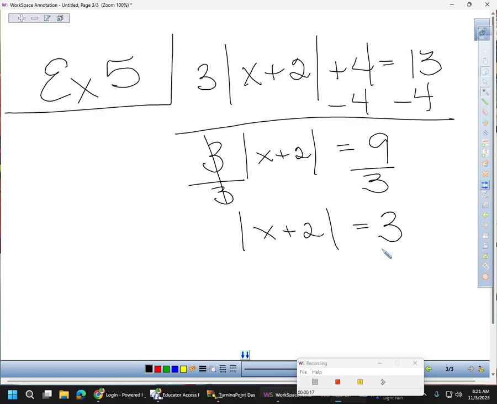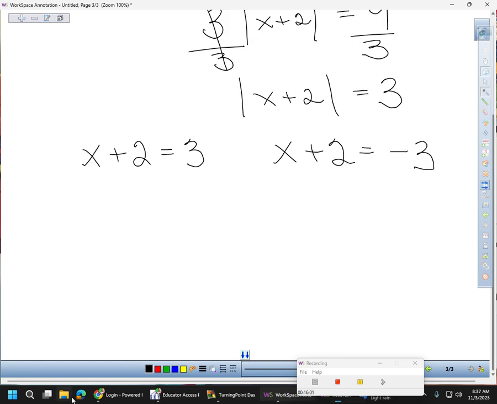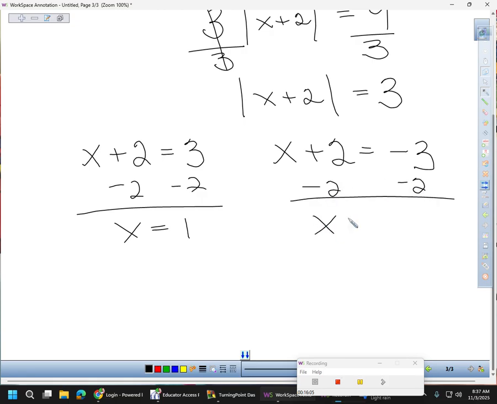Is the absolute value isolated? Yes, it is. So we're going to take what's inside, because it's all by itself, x plus 2. We set it equal to the positive of the right, and x plus 2 equals the negative of the right. Now we just solve 2 little equations. First, I subtract 2 to the other side. I get x equals 1. Subtract 2 to the other side. I get x equals negative 5.